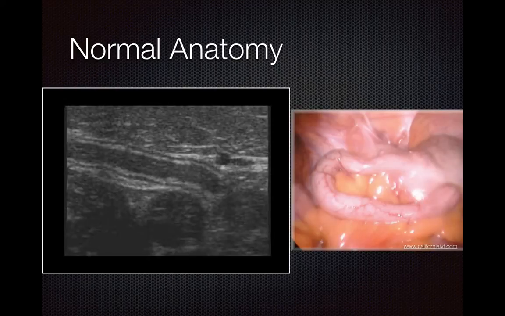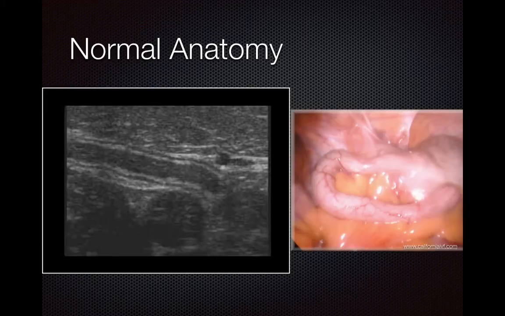And another important thing to consider is that you can sometimes encounter a normal appendix during your ultrasound. It's actually difficult to see, so it's great if you can see it. And normal appendices, just like the one pictured on the right, can be very prominent and very long. And sometimes you can see it on the ultrasound as you see in the still image on the left. That's why it's very important to stick to those criteria.